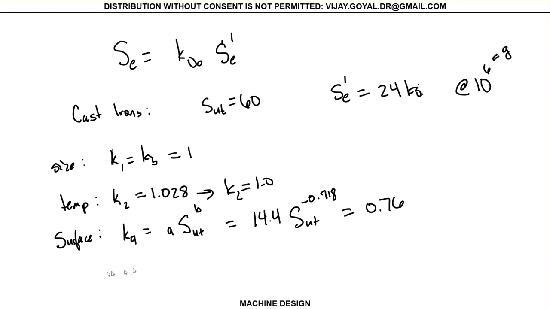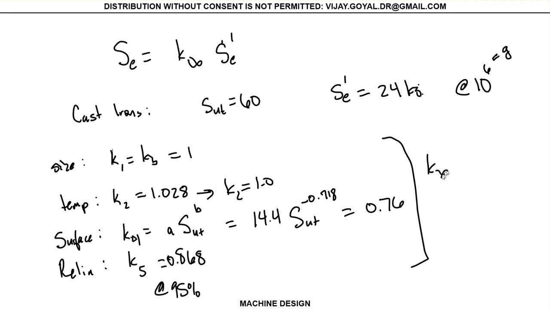You want 95% reliability. I'm sorry, this is K4, and K5 is your reliability correction for 95%. At 95%, you can go to the table, use the Matlab code, and the value you get is 0.86. So from these values, K infinite is nothing else than the multiplication of K1, K2, K4, and K5 in this problem.